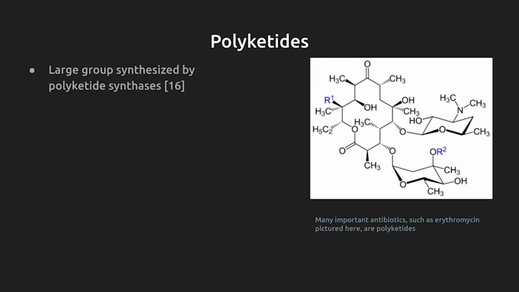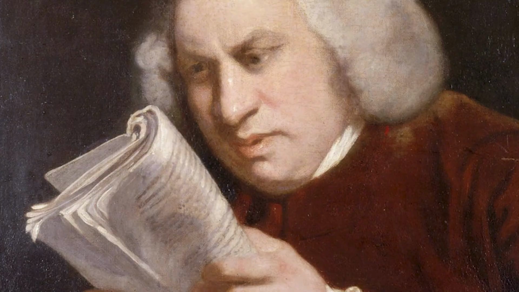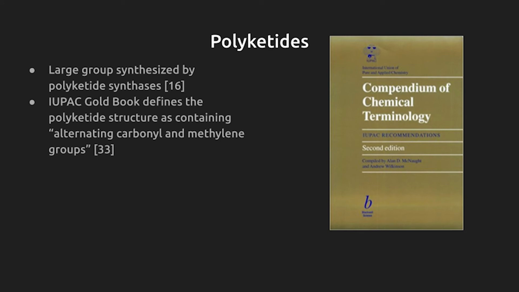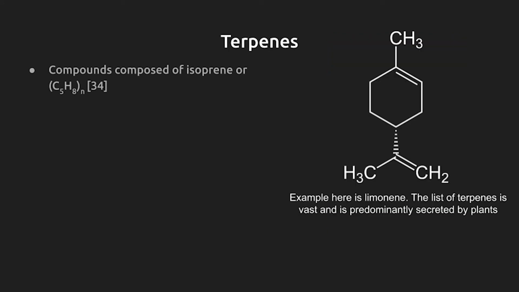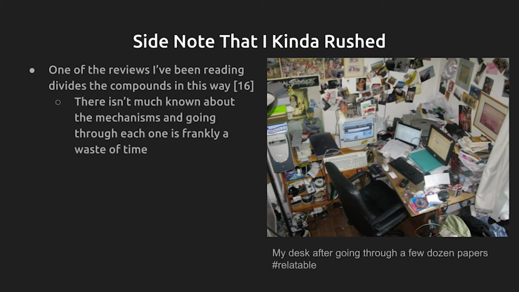Polyketides are a big group of secondary metabolites produced by polyketide synthases. The IUPAC Gold Book defines the polyketide structure as containing alternating carbonyl and methylene groups. Terpenes are a class of organic compounds composed of isoprene, or C5H8, units. I would go into more detail about their function, but quite honestly, it's just very individualized and would take up too much time to discuss. And these are the three compounds that are mentioned by this review.